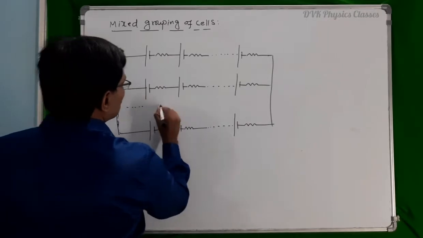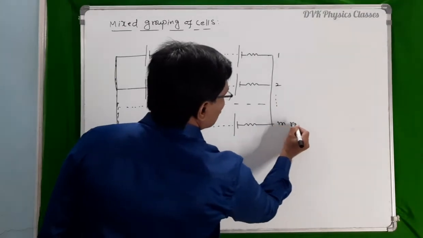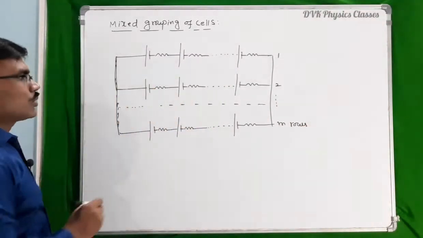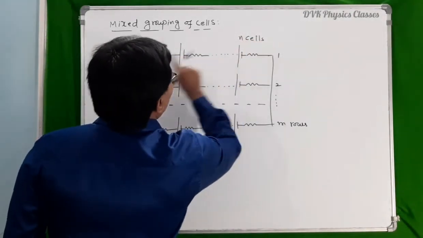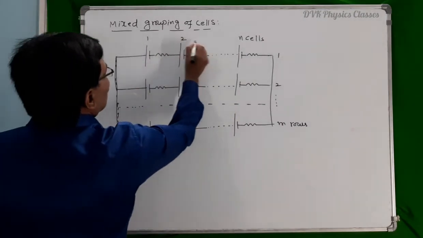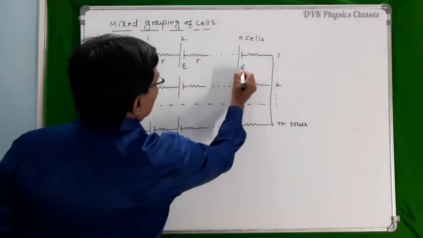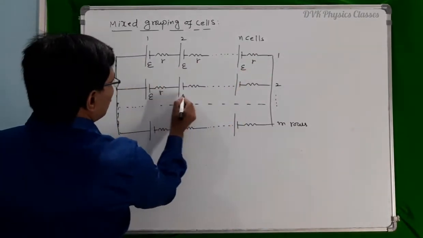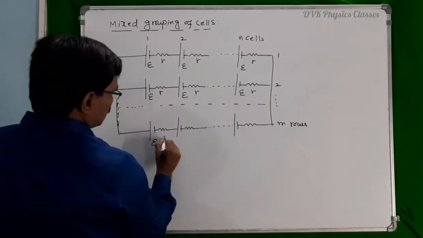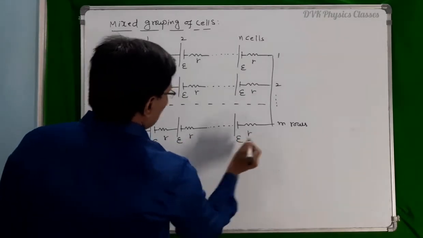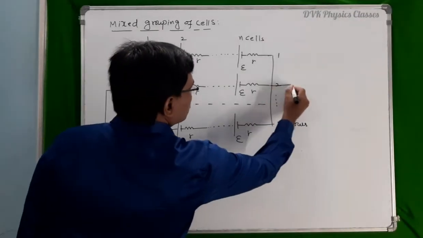So here, this is the first row, second row, and so on, m rows. We are taking a total of m rows, and here first cell, second cell, and so on, n cells. So in each row, n number of cells are there. Every cell has the same EMF and the same internal resistance. And now this combination of cells is connected externally to a resistor.